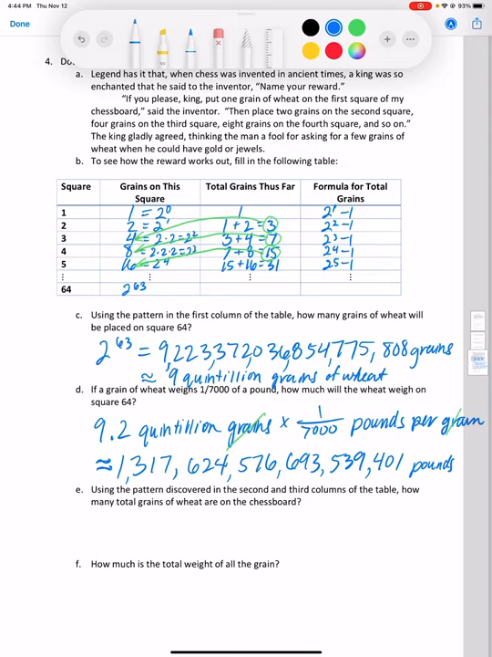Okay, so notice the connection here: this 2 to the fourth is from the previous square minus 1, 2 to the third minus 1, 2 squared minus 1, 2 to the first minus 1. Which means that in square 64, there's going to be 2 to the 64 minus 1 total grains on the whole board.